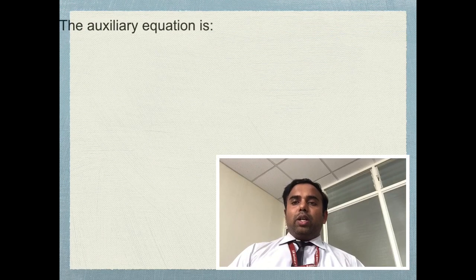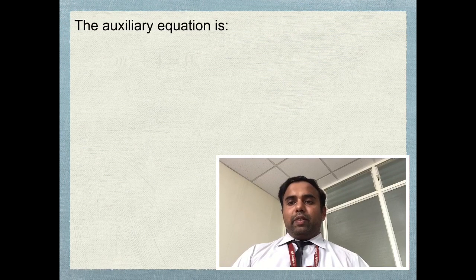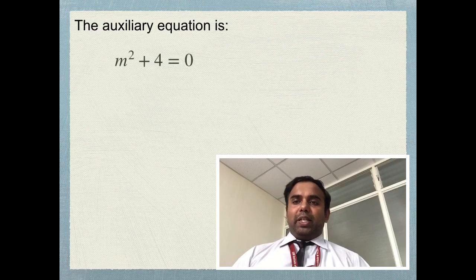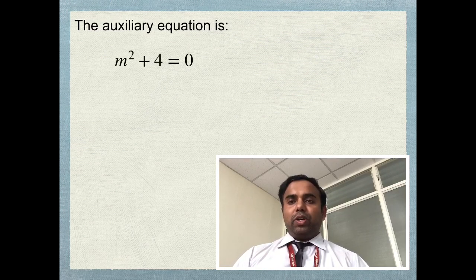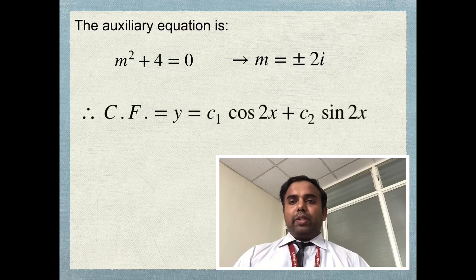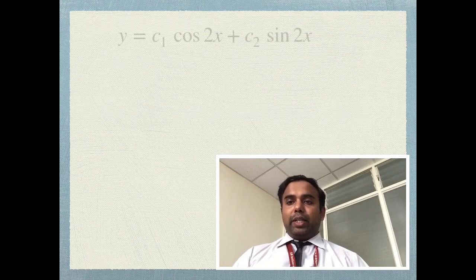Thus the auxiliary equation is given by m square plus 4 is equal to 0, replacing d by m. It obviously implies m is equal to plus or minus 2i, which is a complex case. Roots are complex, so the complementary function will be given by c1 cos 2x plus c2 sin 2x.